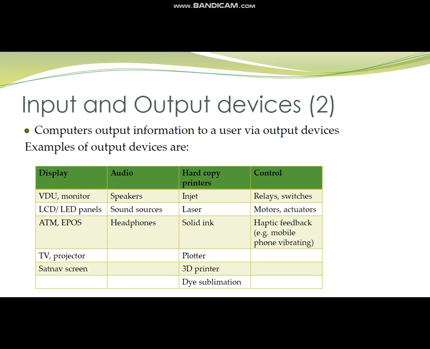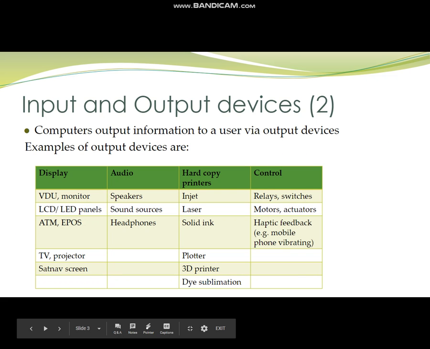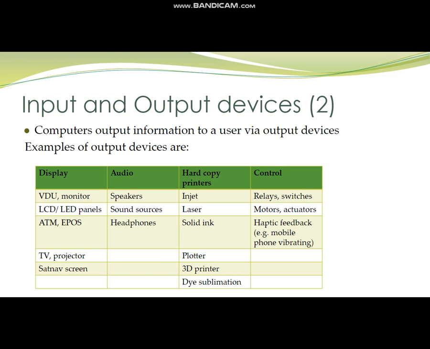So in terms of inputs and outputs, we have display, audio, hard copy, and control. So briefly, let's review this. VDU stands for Visual Display Unit, basically a monitor. We then also have different types of monitors. We've got the LCD screens as well as LED panels, and these can be embedded onto devices.